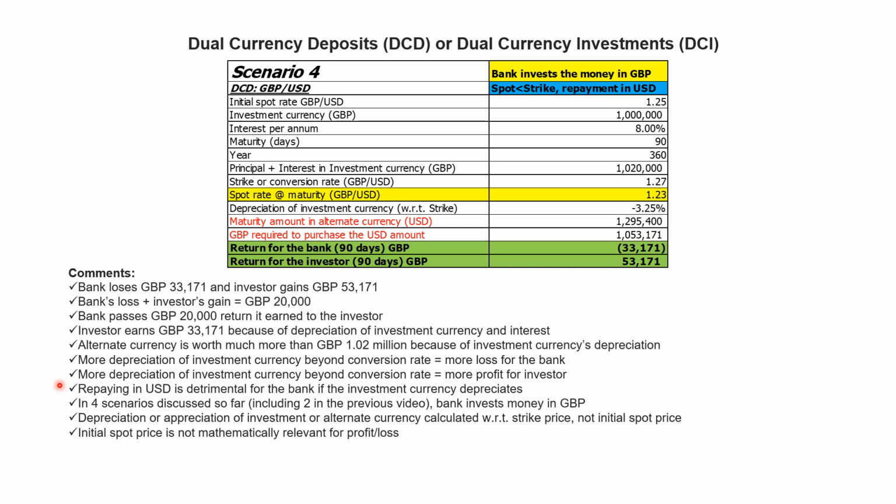In the scenarios discussed, the bank invests the money in GBP. Therefore, we have calculated the depreciation or the appreciation of the investment currency or the alternate currency with respect to the strike price and not the initial spot price. Because the amount was invested in GBP, not in USD, the initial spot price is not mathematically relevant in the given context. In the next 4 scenarios, we presume that the bank will convert the initial GBP deposit received from the investor into USD and invest the USD amount in an 8% per annum deposit.